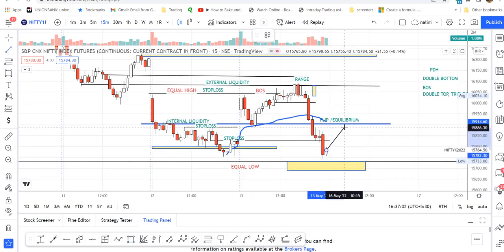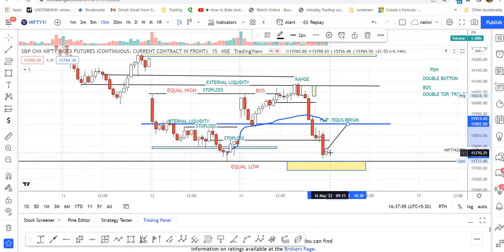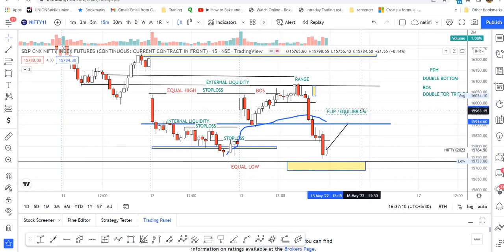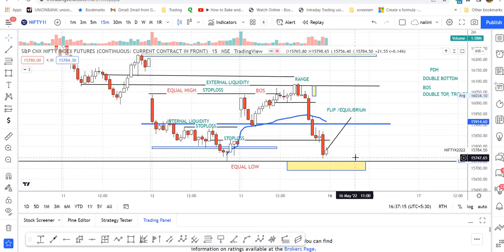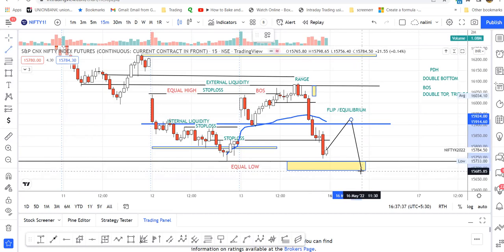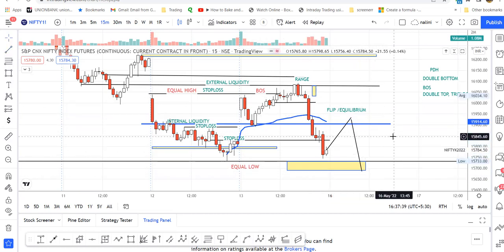This will be inducement. If it gaps up to this level, or to this level, or to this level, again sellers will be induced. It will start coming down, and all the retailers will go short. Whoever has been short, they will go short, and it may come back and grab the liquidity.